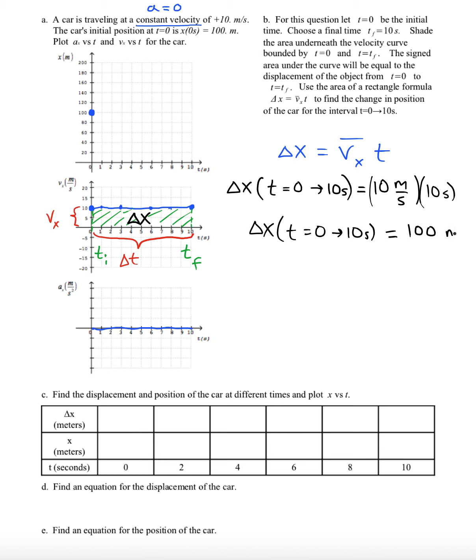This will help us construct the rest of the graph, because what we can do now is we've got an initial position, which we could call xi. We want to have a change in position, and we want it to be positive 100 meters. So after 10 seconds, we go up 100 more meters, and then that's going to be our final position.